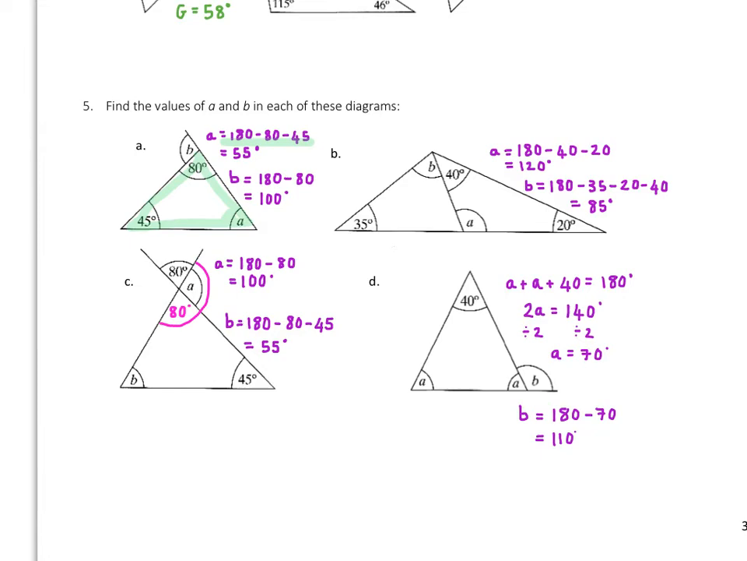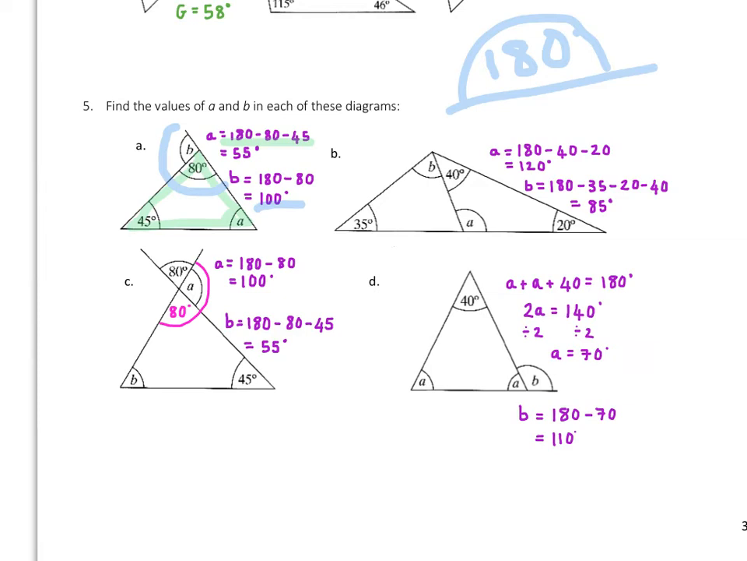And then B, the other fact that we know is that angles on a straight line, they look like a protractor. They're equal to 180 degrees. So whenever you see a straight line and you're given one of the angles, you can subtract the other one from it to get the value of the missing angle. So B is 180 minus 80, which gives us 100 degrees.